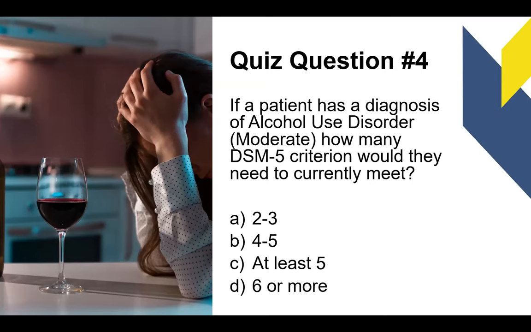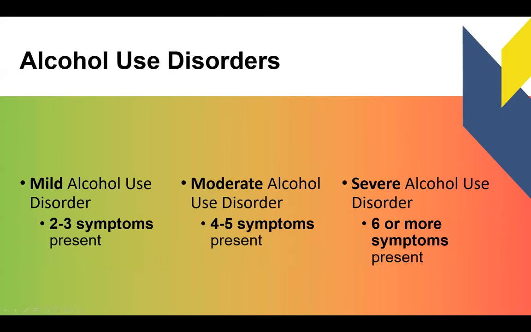And again, often I look at the previous 12 months leading up to their service with me or their engagement with me. But at least 4 or 5. If they're 6 or more, it's a severe alcohol use disorder, as most of you will probably know.